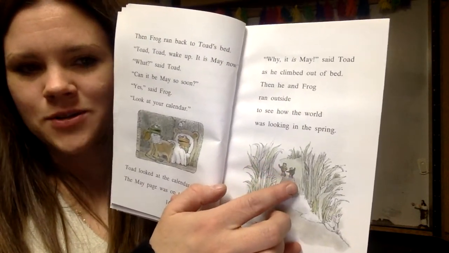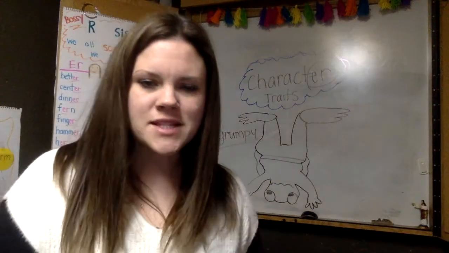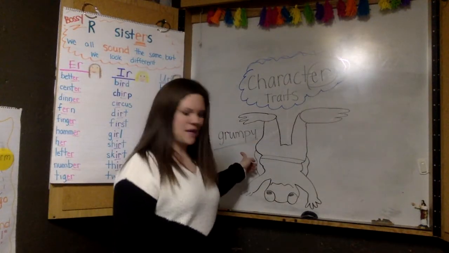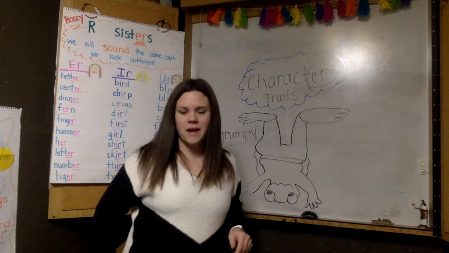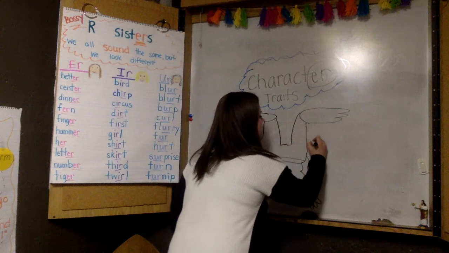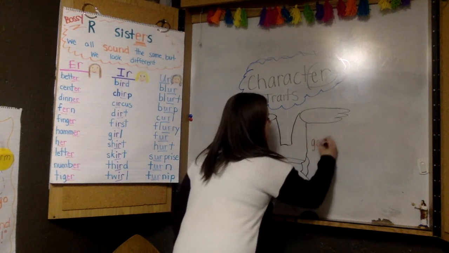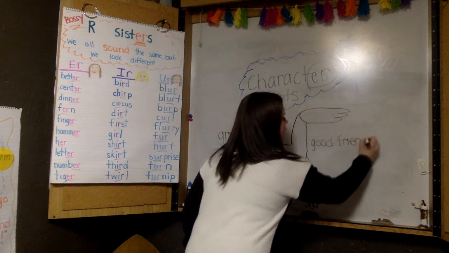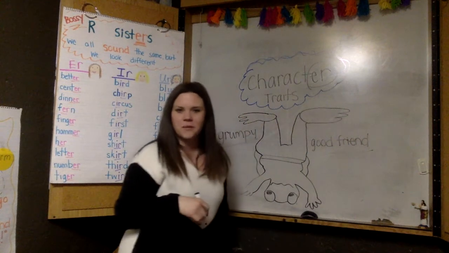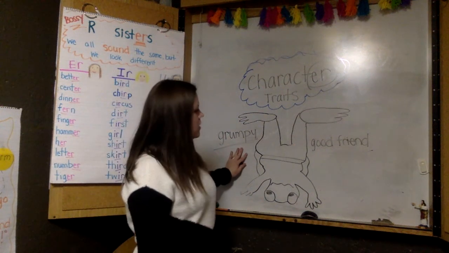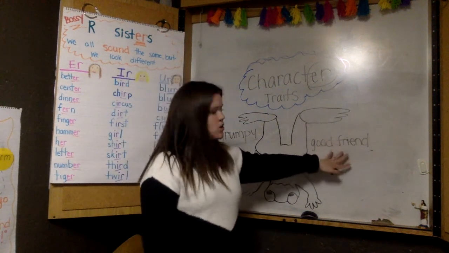They really are two best friends. So, in this story, we heard that Toad was very grumpy. He did not want to wake out of bed. But something we also know about Toad is that he is a good friend, right? Once he woke up, he was happy to see Frog, and he went outside and they went for a walk and they were going to enjoy the day together. So these are two things. I know Toad can be grumpy. I know he is a good friend.